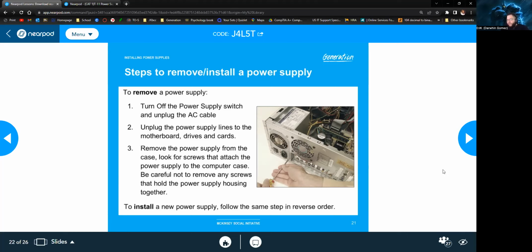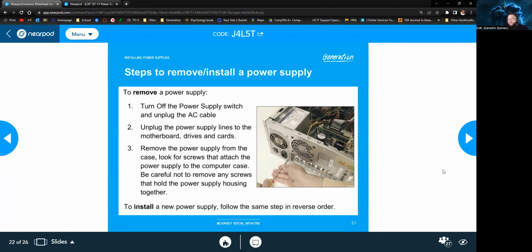To install it, the first thing you would do is insert the power supply into the case, right, into its slot. Then you screw in those screws, make sure that it's tight. Then you plug in all the supply lines to where they need to go, the motherboard, the CPU, the GPU, the fans, all those things, make sure that it's on, right?